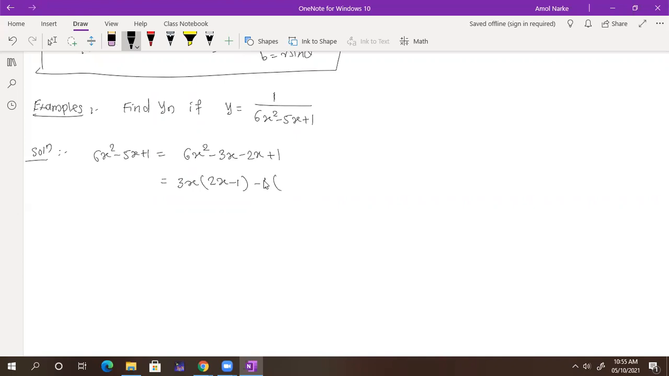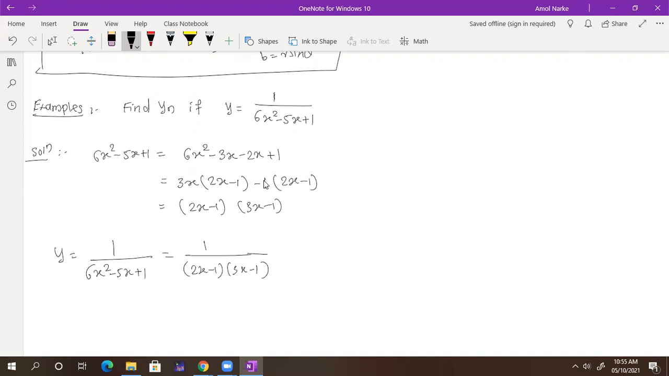No, we don't need to find the values of x, we just need to check the factors. So 2x minus 1 and 3x minus 1, these are the factors. No need to find the values of x. So this is what I have as my factorization. So I can write down my given problem: y is equal to 1 divided by 6x square minus 5x plus 1 as 1 divided by 2x minus 1 and 3x minus 1.